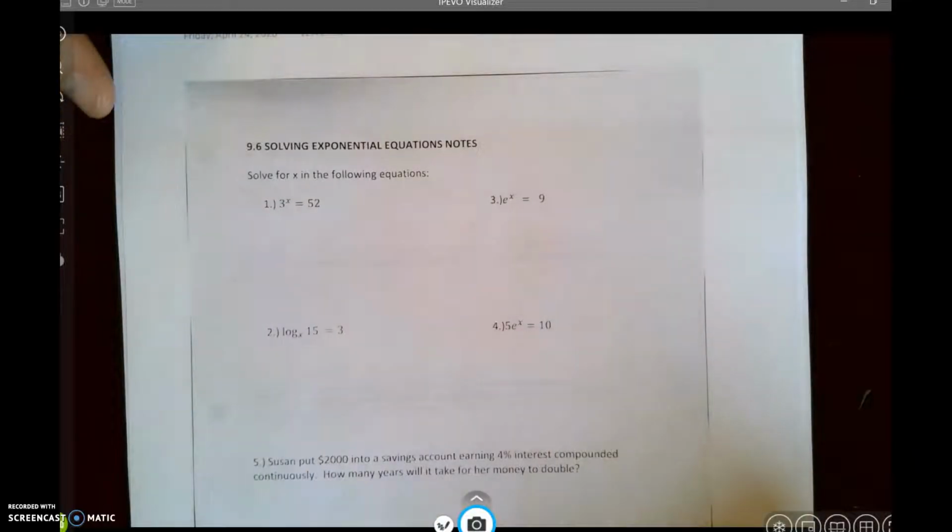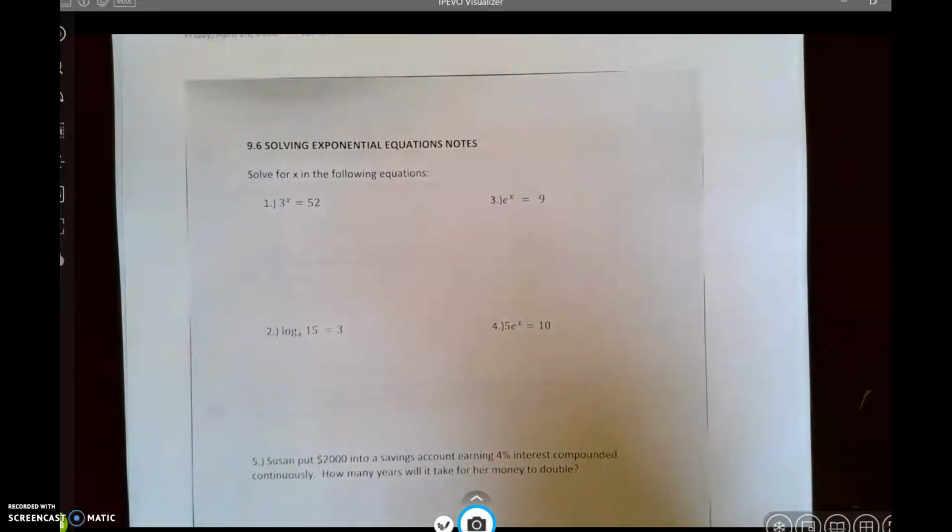Alright, so 9.6, solving exponential equations. This is where we see why we study logs. When you've been in Algebra 1 and Algebra 2, you've learned how to solve equations. If there's multiplication and you want to move something, you divide. If there's addition, you use subtraction. You always use the opposite operation.